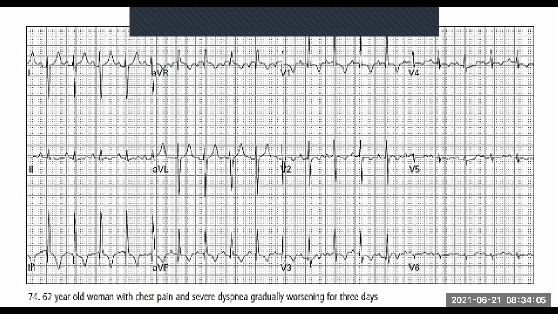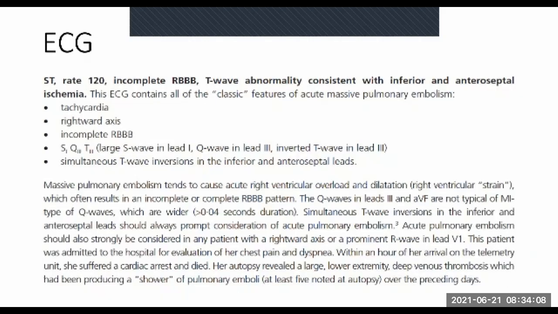So let's have a look here. So we have a sinus tachycardia, the rate of 120 that we worked on, incomplete right bundle branch block, which we're going to get to just now as well. T wave abnormality consistent with inferior and anteroseptal ischemia. All right. But this ECG contains all the classic features of an acute massive pulmonary embolism. Tachycardia, right sided axis, right bundle branch block, S1, Q3, T3, which is a large S wave in lead 1, Q wave in lead 3, and an inverted T wave in lead 3. Simultaneous T wave inversions in the inferior and anteroseptal leads. Okay.